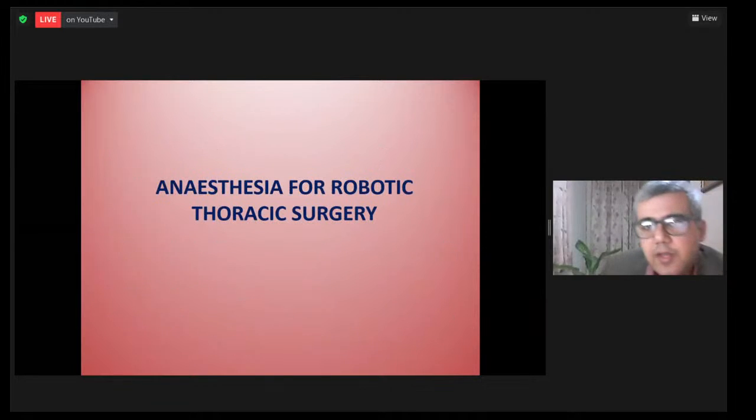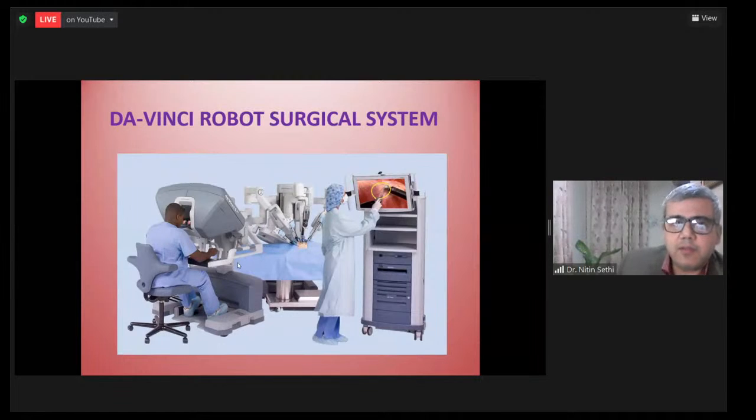Now, next, I'll come to robotic thoracic surgery, just going through the salient features. The most commonly used robotic system is the Da Vinci robotic surgical system, which has been used in many centers in our country. It has 3 main components.